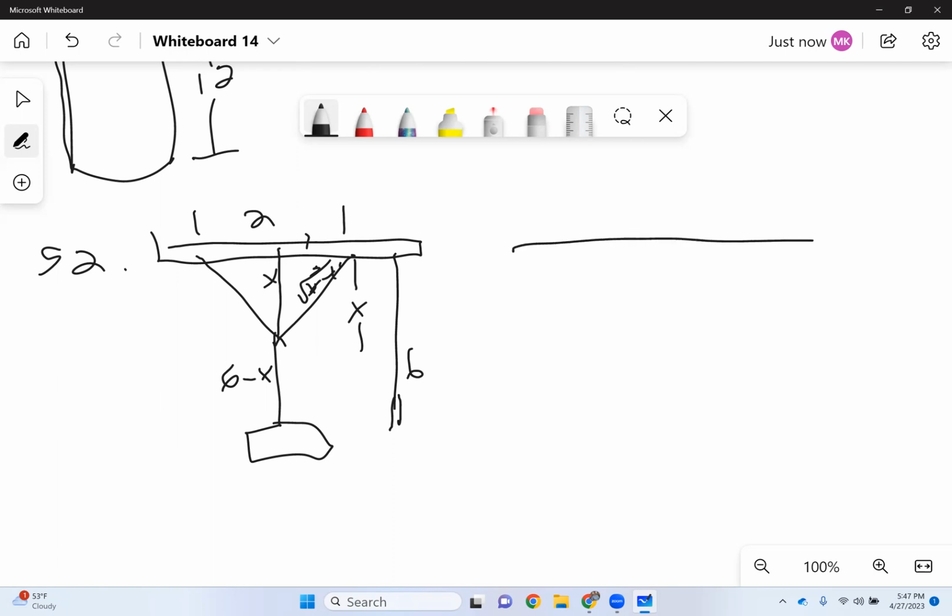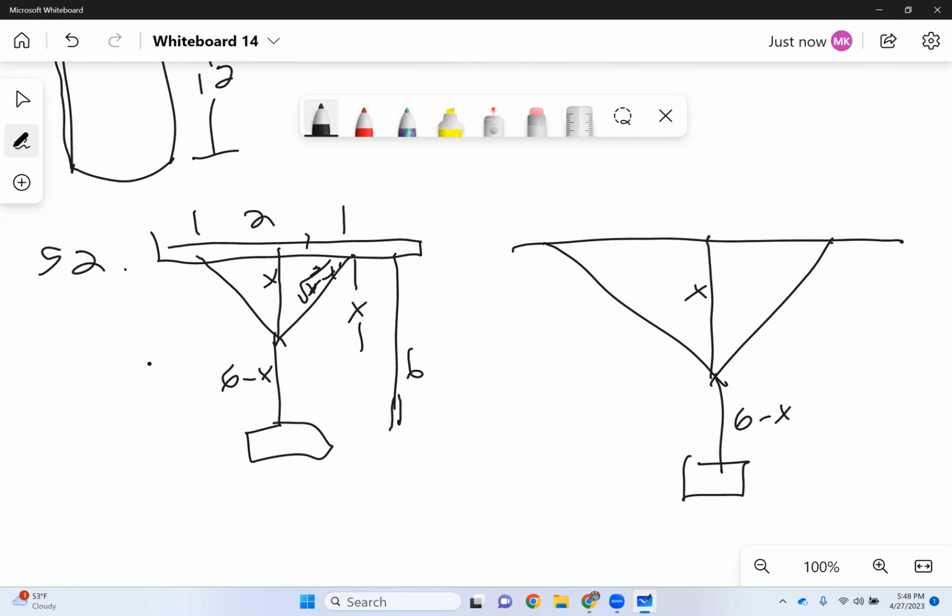Let me make that bigger over here so you can see it. Okay. So this is 6 minus X. This is X. This is 1 and 1. And here we have a right triangle. So this is going to be the square root of X squared plus 1. So what's the whole cable? Pretty easy. So we have square root of X squared plus 1 here, the square root of X squared plus 1 here, and 6 minus X here.